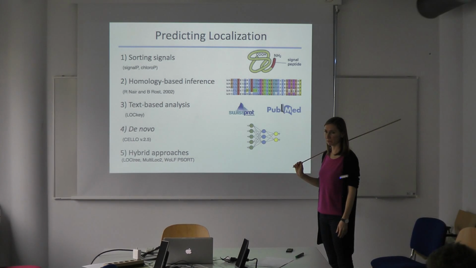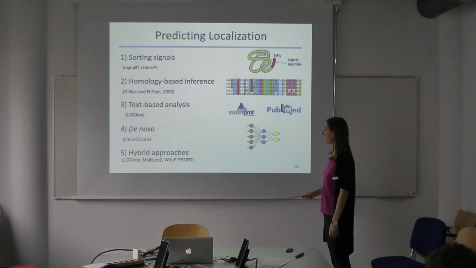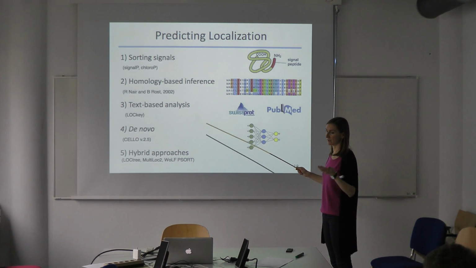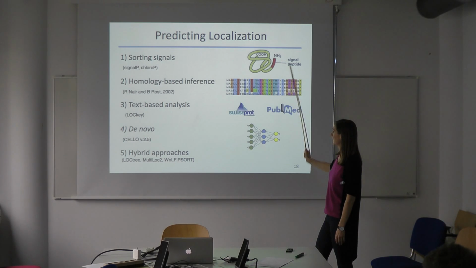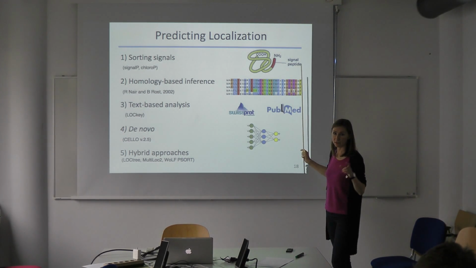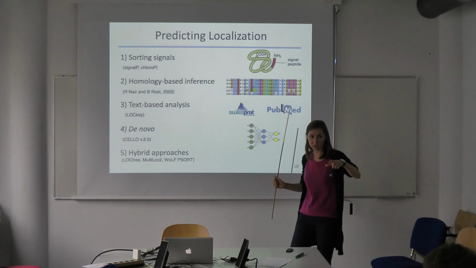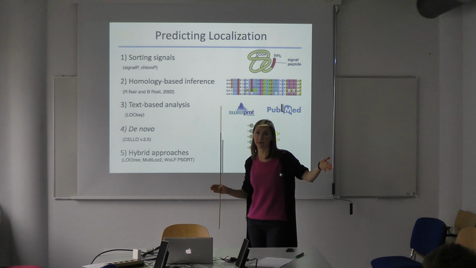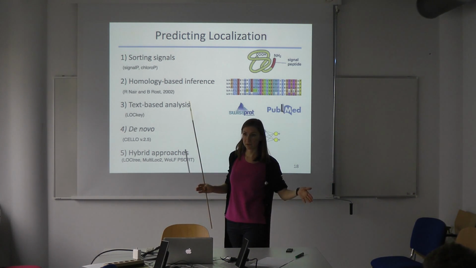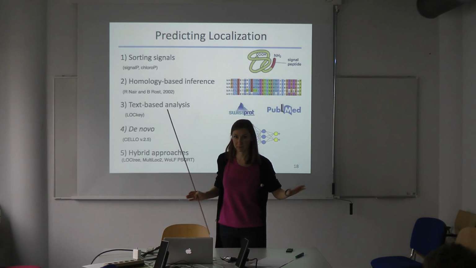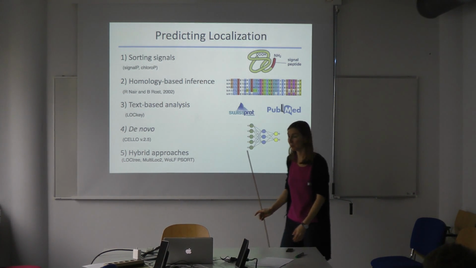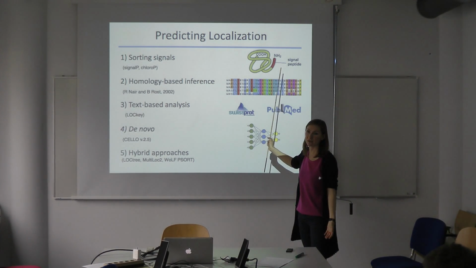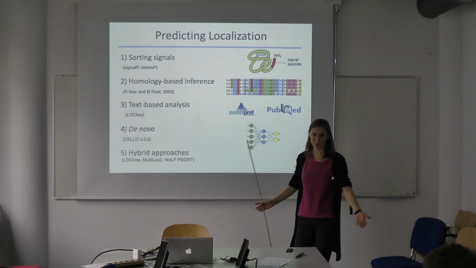All right. So as I said, people have been studying localization for a long time already, and this is how they used their methods. They were looking for sorting signals. If they saw a sorting signal in the sequence, on one of the sides, they said, okay, this is likely a localization signal, and it always worked. A great approach, a very simple one. The problem is that we don't know all these localization signals. Well, we know some, but not all. So we're going to miss a whole bunch.